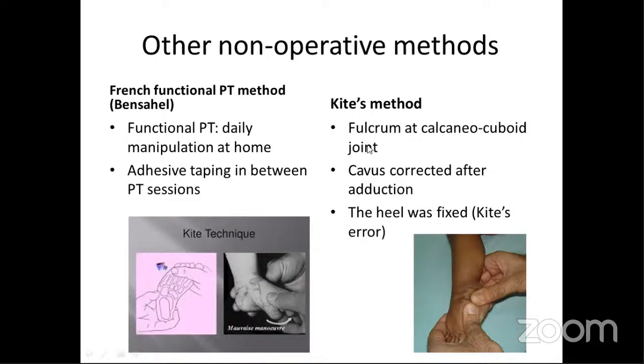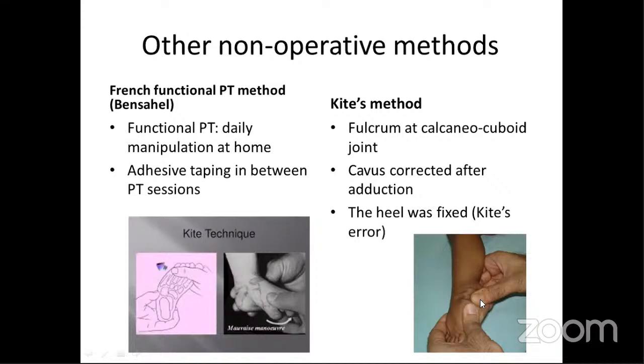Now this Kite's method was the celebrated method before Ponseti came. But the crux of the difference is that the fulcrum of the correction was at the calcaneocuboid joint. In the Ponseti method, the fulcrum is the lateral part of the head of the talus. In Kite, it is the calcaneocuboid joint.